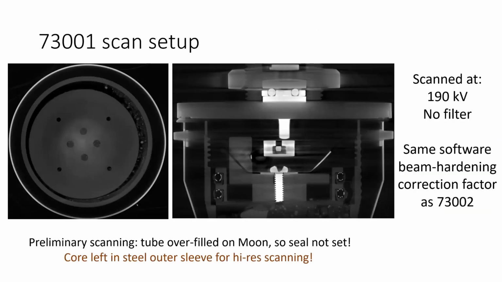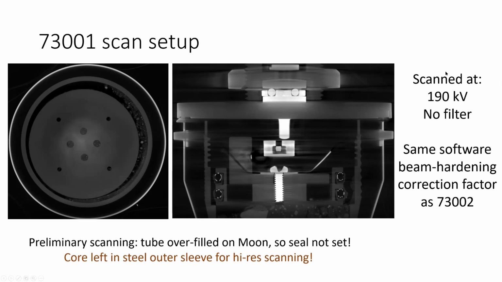Now we got core 73001 in spring of this year. And when they did some preliminary scanning down at Johnson Space Center, Scott could see that when on the moon, they actually overfilled this core. So this sealing element here was not able to fully contain the core material, and we had core material that was leaking out here and there. So as a result of this, they decided for scanning they needed to leave this outer steel sleeve on, which was not good for scanning.